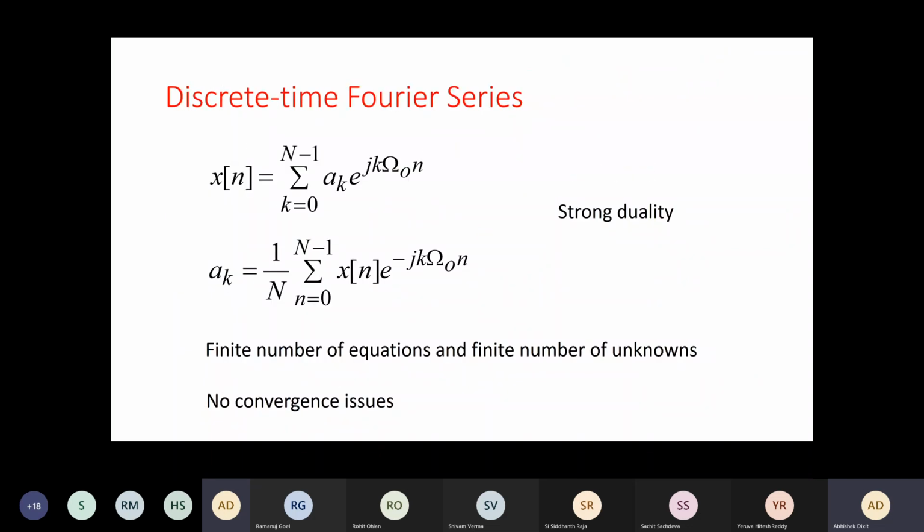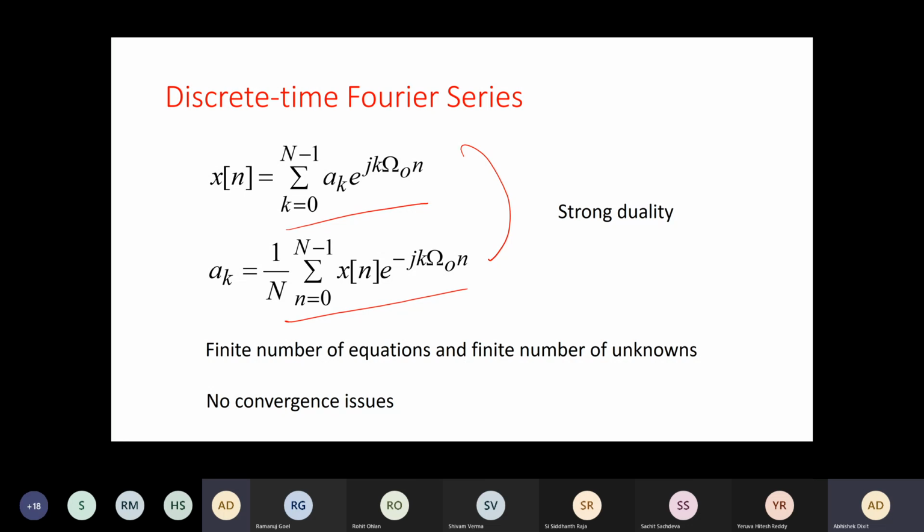Now come back to the discrete time Fourier series. I will talk about the relationships between these Fourier transform pairs also after some time. Now I want to focus back on the discrete time Fourier series. Looking at these two equations, there are no convergence issues, right? This is a finite sum, so it cannot become infinity. This is also a finite sum, so there are no convergence issues.